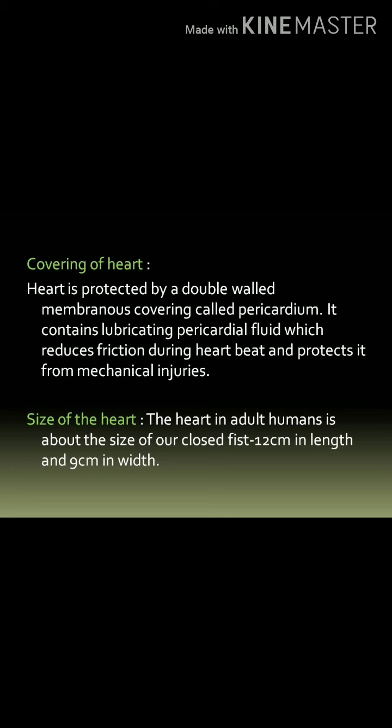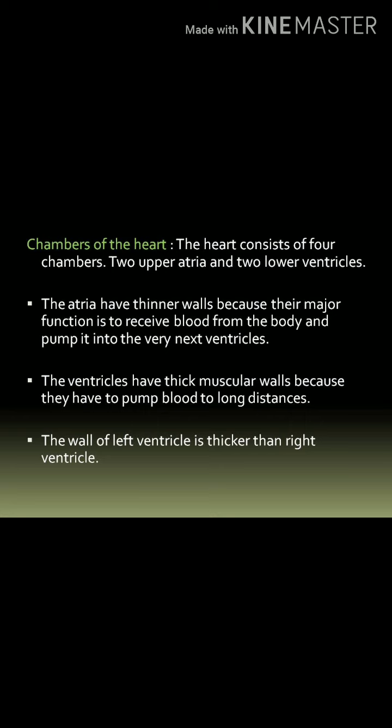Next, size of the heart. The heart in adult humans is about the size of our closed fist, nearly 12 centimeters in length and 9 centimeters in width. So the human heart is the size of our closed fist. Chambers of the heart. The heart consists of four chambers. Two upper, called atria, and two lower, called ventricles. Atria is also called atrium.